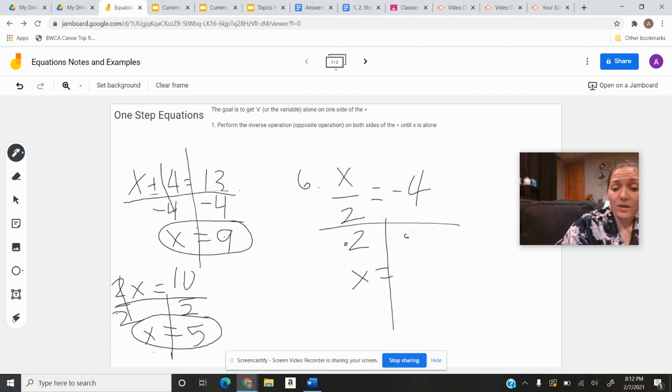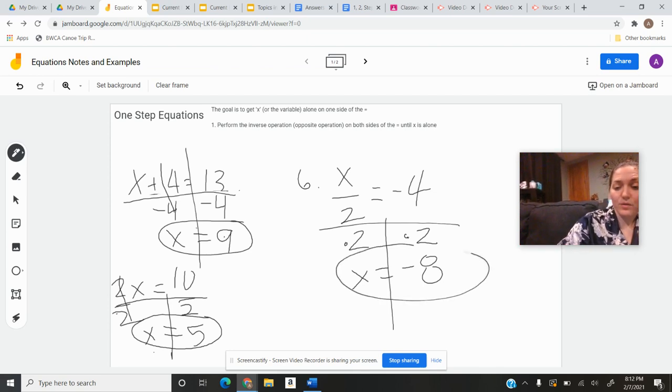If I do it on one side, I gotta do it on the other side. -4 times 2, -8, right? Let me just double check. I'm scared of making a mistake. So it's always okay to double check. Yeah, -8. All right, and that is your answer for number 6.